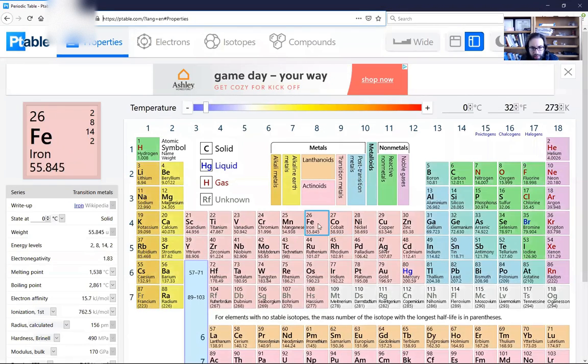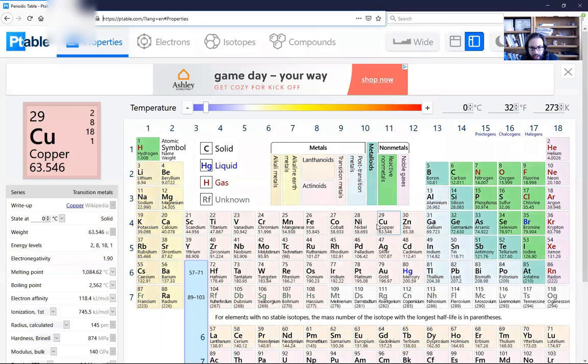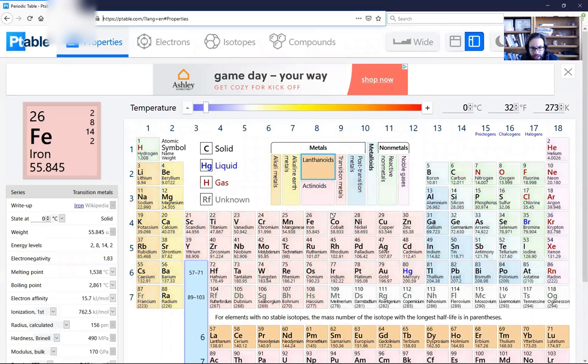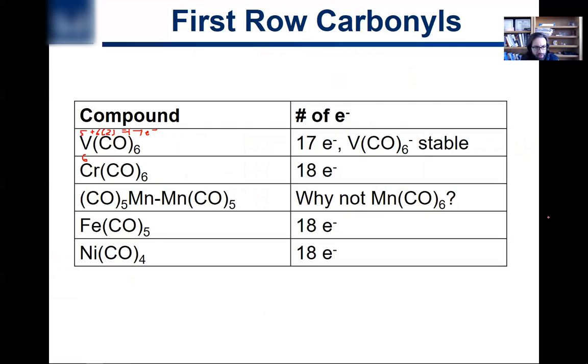If you look on the periodic table, iron is in group 8. Nickel is in group 10. So this is going to be 8 plus 5 times 2. Okay, so that gets you 18. And this is going to be 10 plus 4 times 2, nickel being in group 10. So it kind of helps you explain the different coordination geometries of these simple carbonyls.